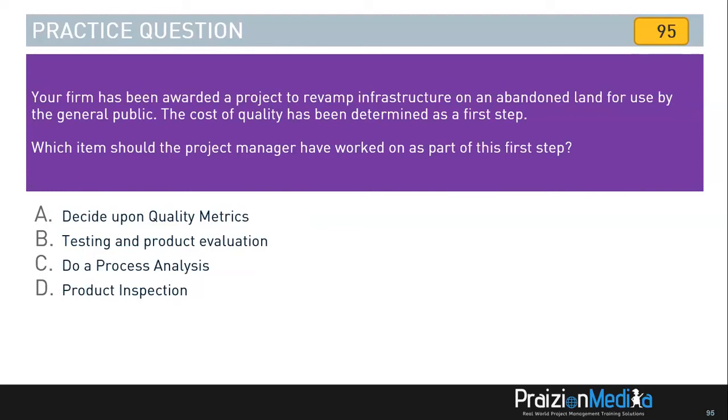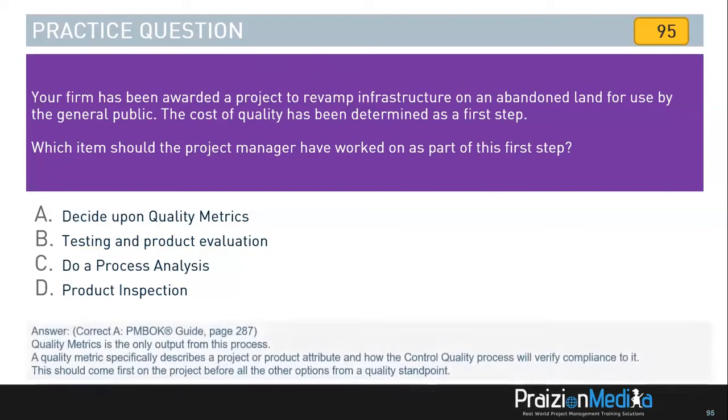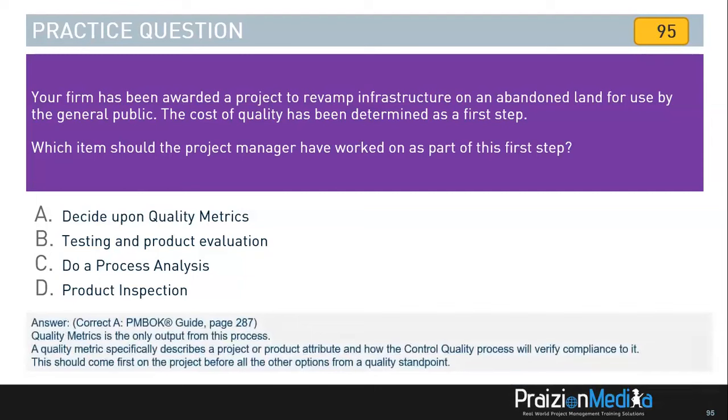A, decide on quality metrics is not out of place. That happens in planning. B, testing. That does not happen as part of the first step. C, process analysis does not happen as part of a first step. That's usually step 2, which is quality assurance. D states product inspection, and that happens in step 3, which is quality control. So the best answer here, my friends, is A, quality metrics. That is the only thing that you get out of planning quality management. Everything else comes after. Let's move on.